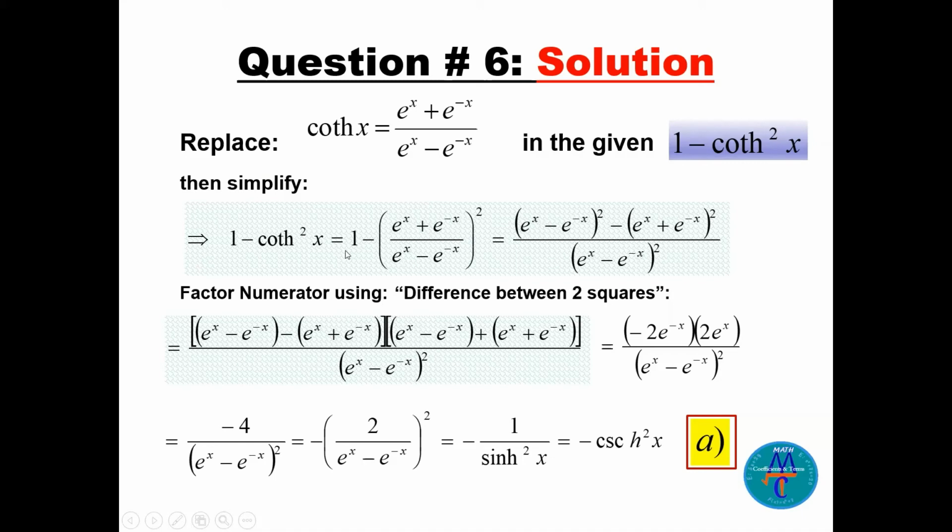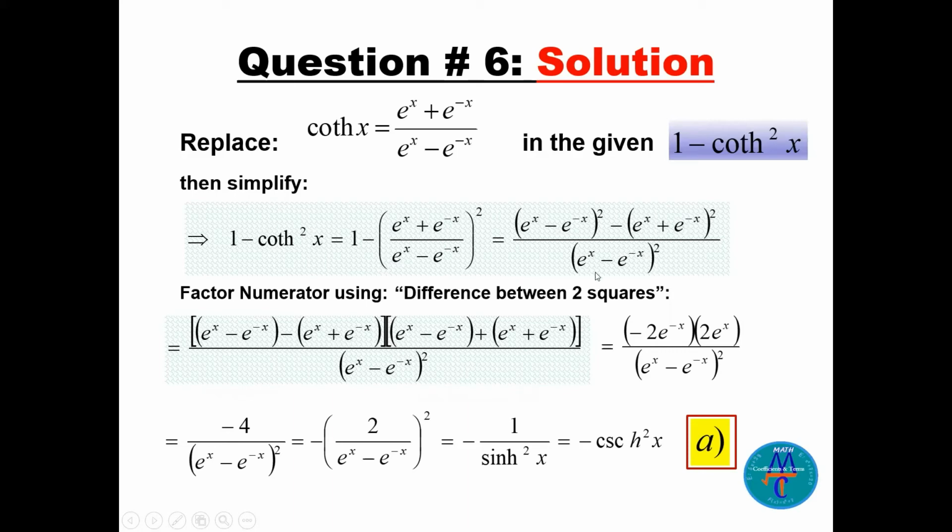It will be this one here, you see, all squared minus this one squared, divided by this one squared. Now we can factor here, or we can expand by using the formula. A minus b squared, you know the formula, a squared minus 2ab plus b squared. This one also, a plus b squared, will be a squared plus 2ab plus b squared.